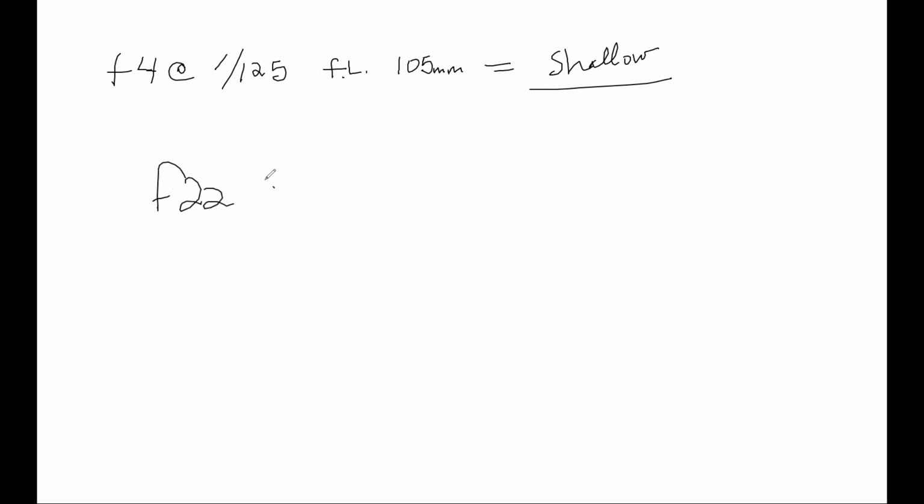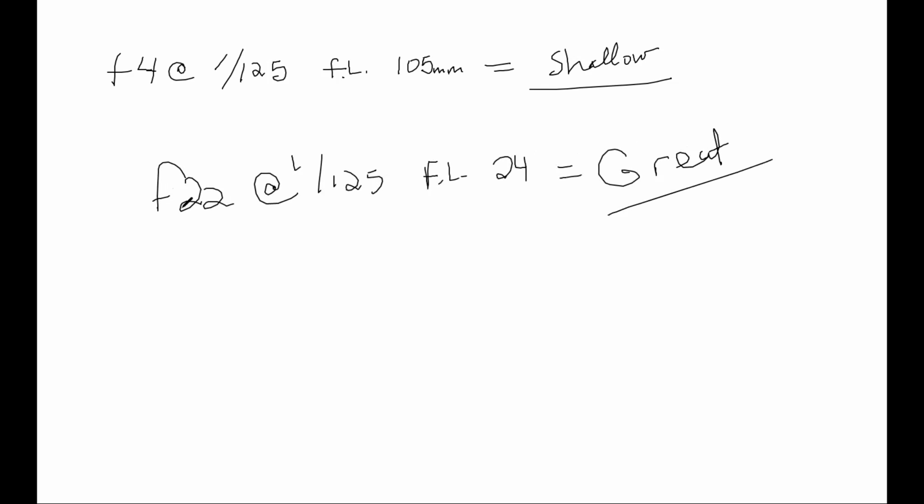If you're at f22 at, let's pretend 1/125, and your focal length is 24, this is absolutely great depth of field, right? Great depth of field for this one because you're at a high f-stop number, which already increases or emphasizes your greater depth of field. And then your focal length is at 24 millimeters. So you are wide angle, and that is going to definitely elongate the scene and emphasize great depth of field.